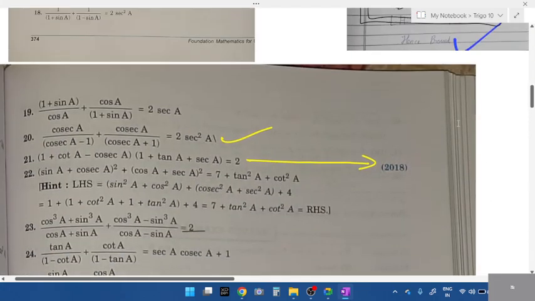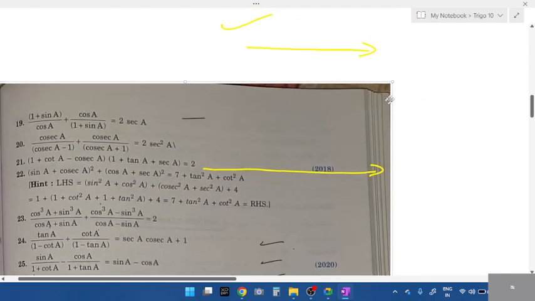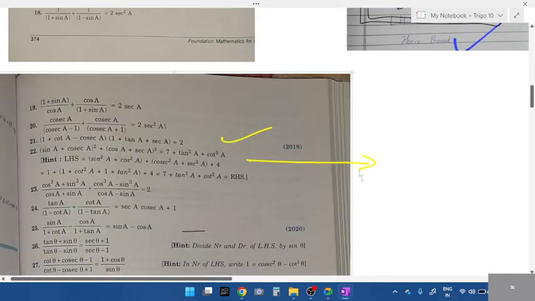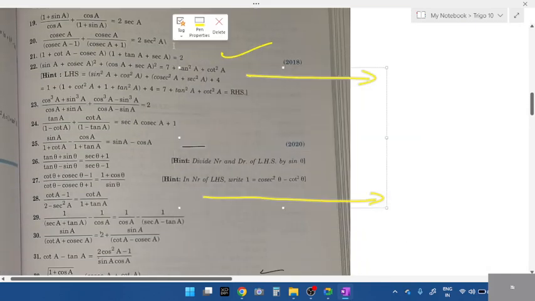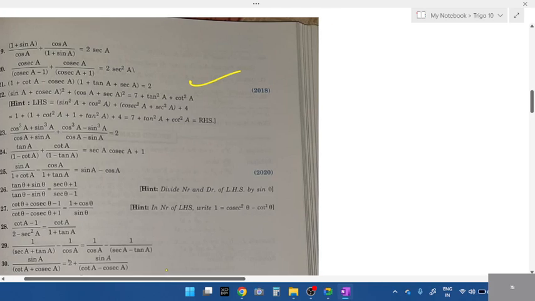21st, in bracket write 2018. So whenever we solve any previous year question, just write the year, students. Just mention the year next to the question. So you'll have an idea what kind of questions they give for board exam. Okay, copy this 21st question. Not only this chapter, write the 2018 question.